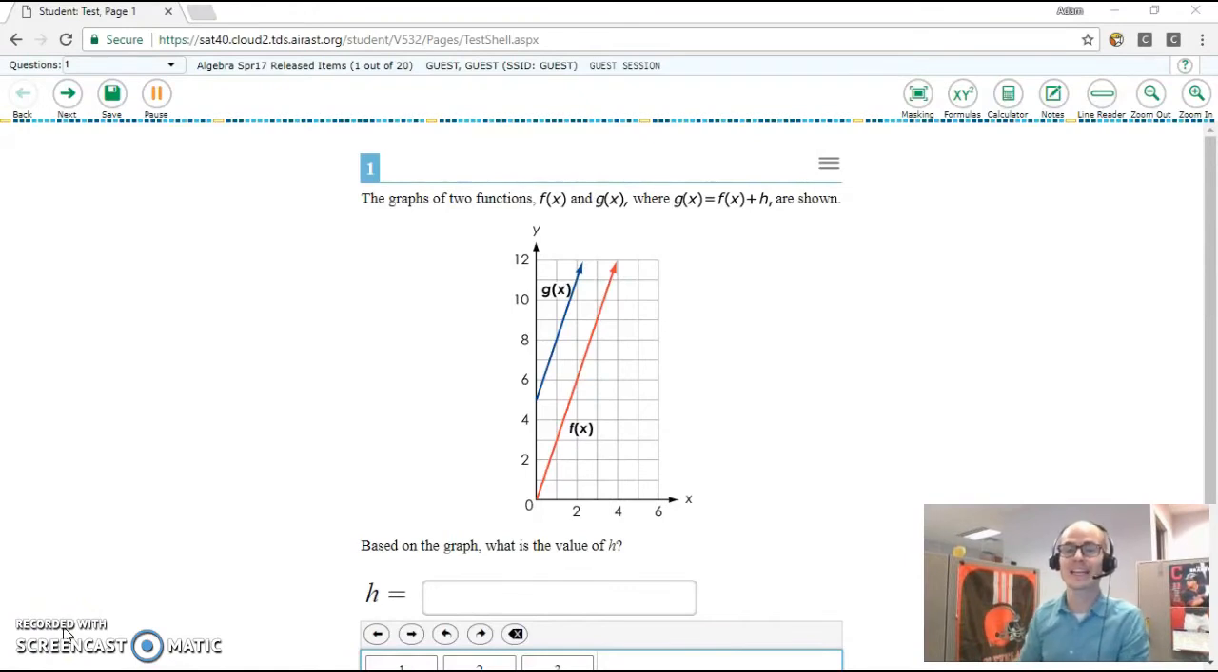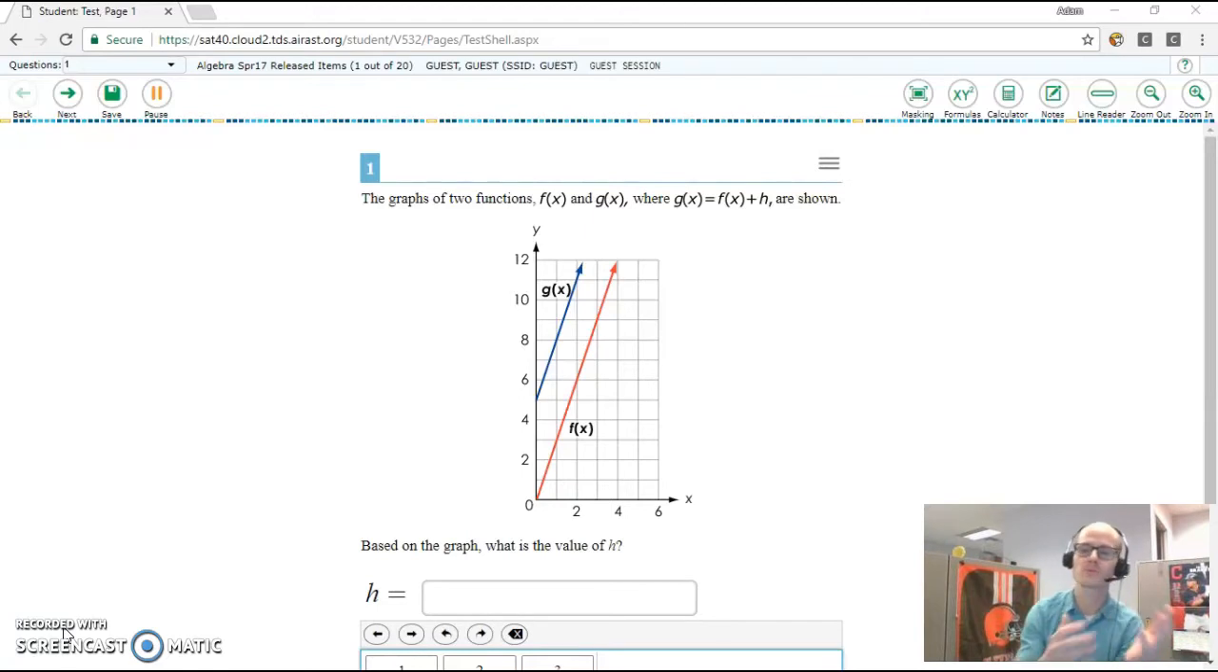Today we are going to be looking at a question from the 2017 spring test. It's going to focus on functions, constant values, and translations. So what we see here is question number one, as I mentioned, but it goes over the graphs of two functions, f of x and g of x. It says where g of x equals f of x plus h are shown. And we have the graph shown there.